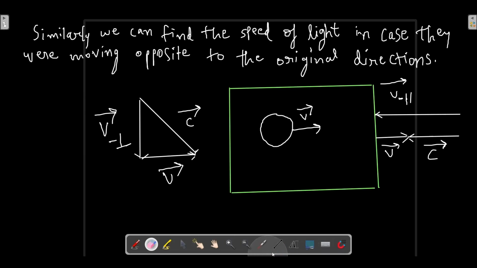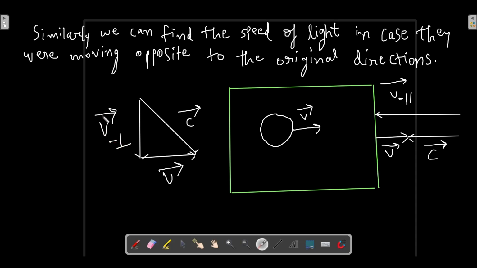So V perpendicular is directed to the opposite direction. It was directed upward in the previous slide, now it is being directed downward. And why are we doing all these calculations? We are doing all these calculations because we want to understand the Michelson-Morley experiment. To understand it properly, we must know these calculations very properly. Only then will we be able to understand it. So that's why we are doing these calculations.